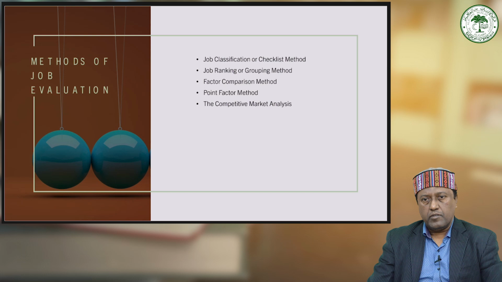The process begins by studying the job position, roles, and duties involved in the job being evaluated. This includes understanding the specific responsibilities, qualifications, and skill requirements of the job.